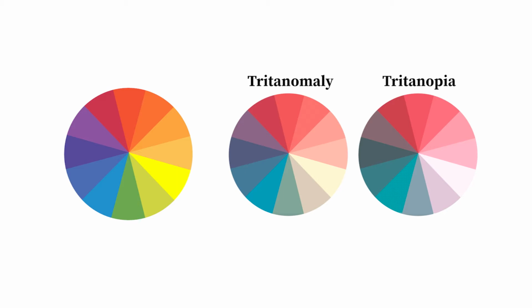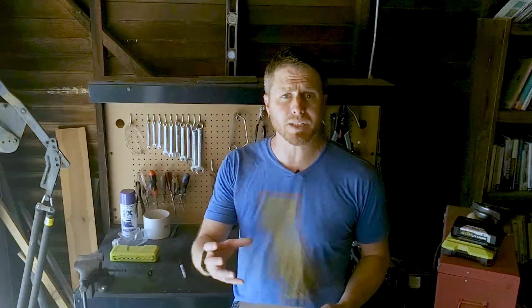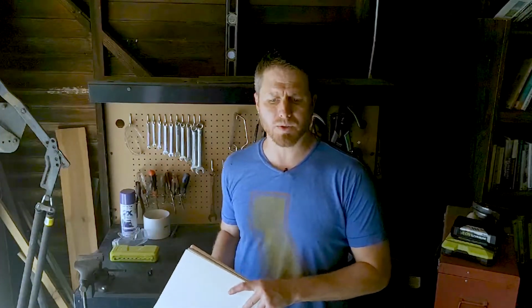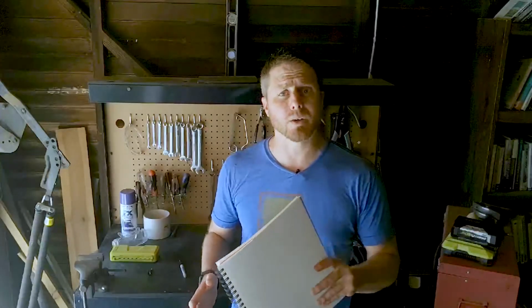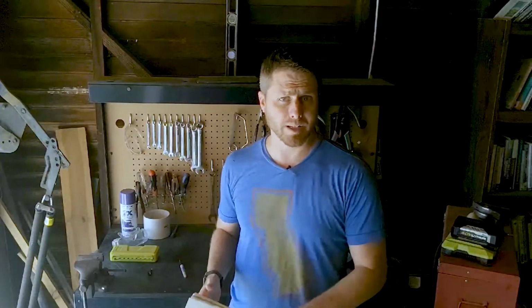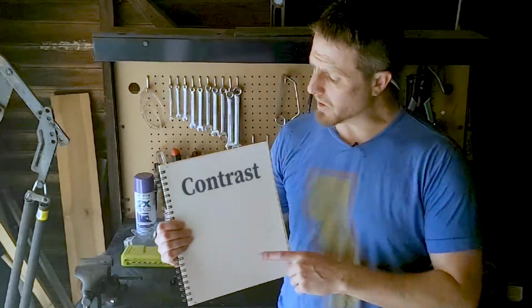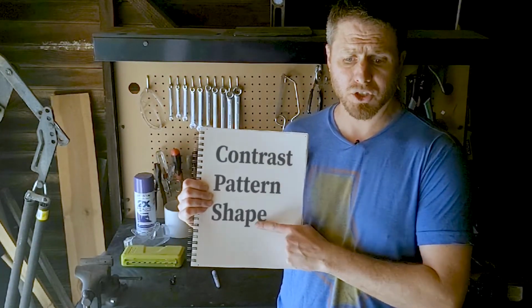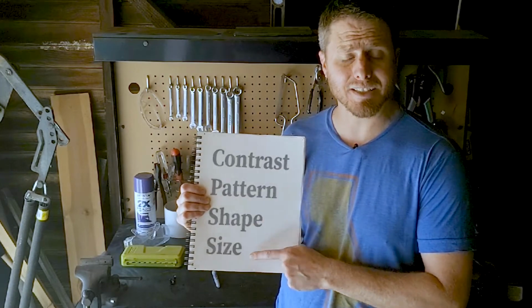So now that we know what color blindness is and we have an idea of the different kinds of color blindness, what are we going to do about it? We have 4 visual design tools that we can use to help learners distinguish between different objects within a graphic, video, or animation. Those tools are contrast, pattern, shape, and size.